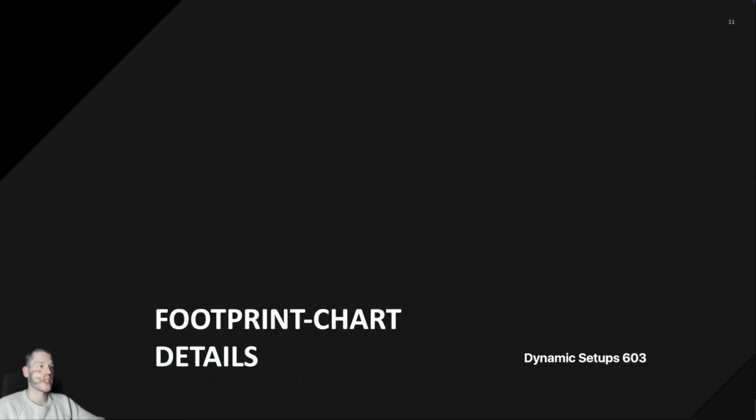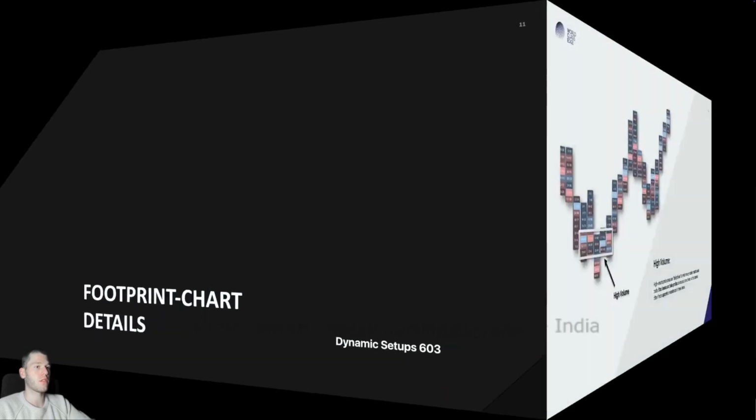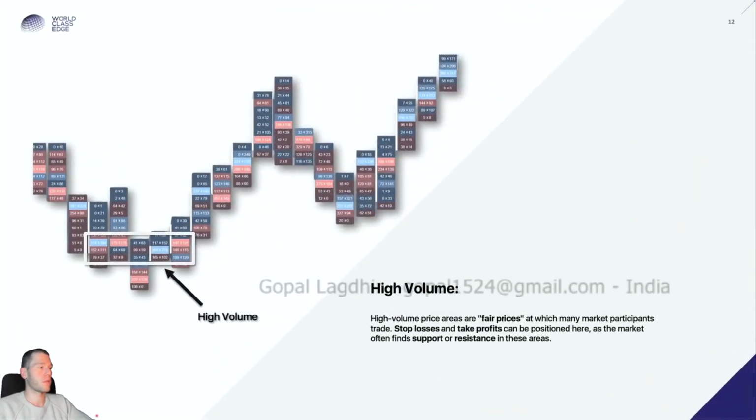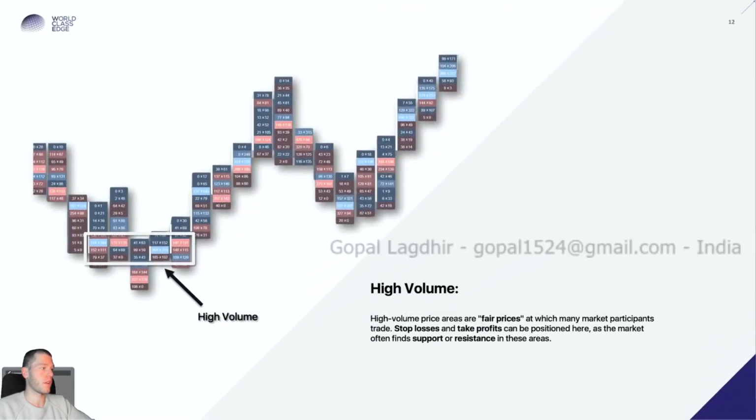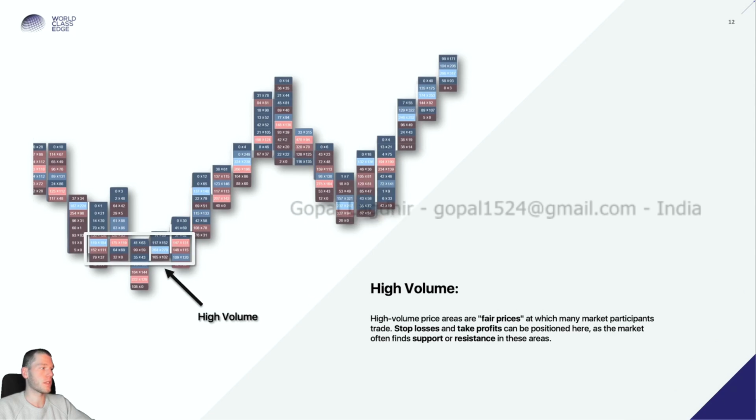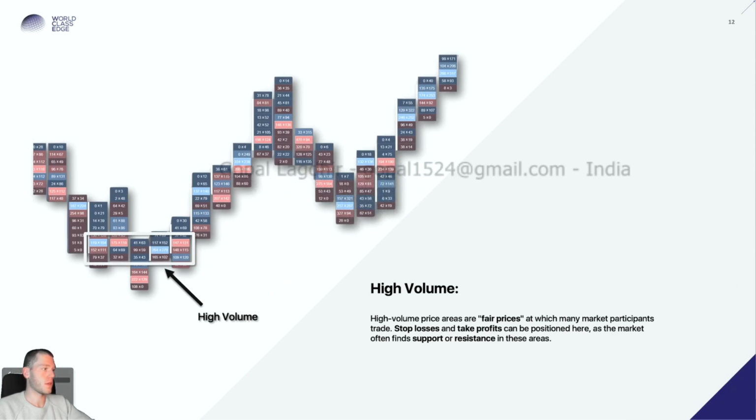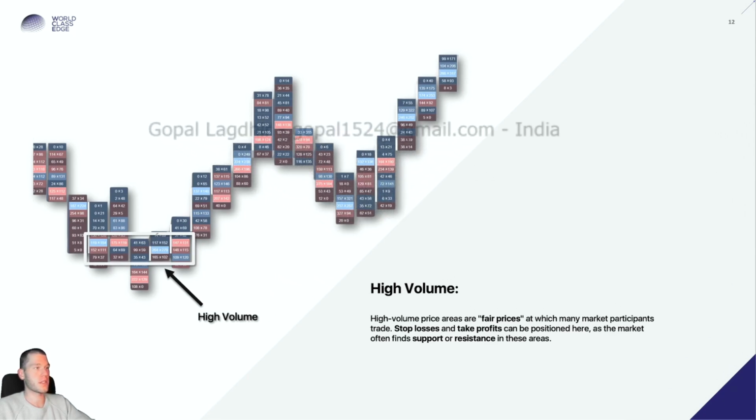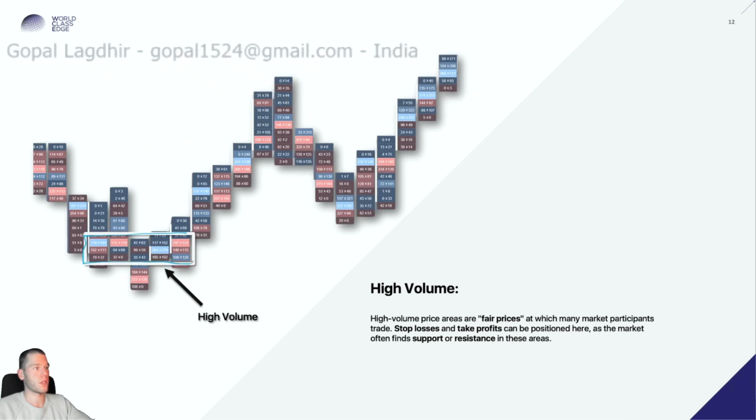Dynamic Setups 603, again about the footprint chart, but some more details about it and the combination of high volume and low volume. In footprint charts, you also have high volume areas and low volume areas, and you can use them as trading confirmation because those high volume areas very often tend to be support and resistance.